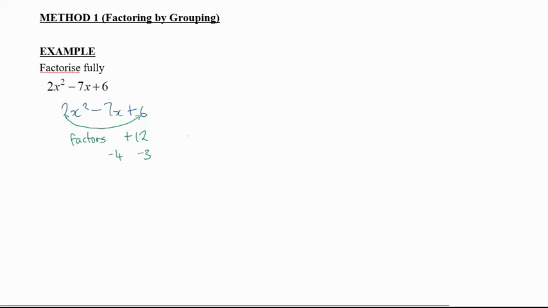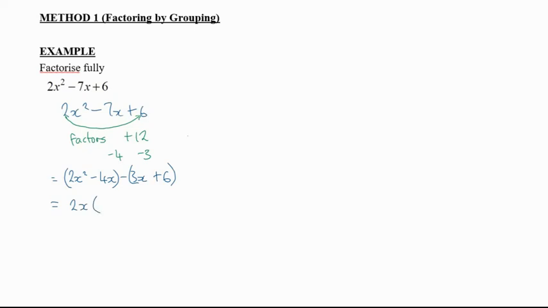So now I'm going to rewrite this expression as follows: 2x squared minus 4x minus 3x plus 6. That means I'm going to group this into 2, group that into 2. Then I'm going to factorize this one on its own by finding the common factor. So the common factor between 2 and 4 is 2. The common factor between x squared and x is x.